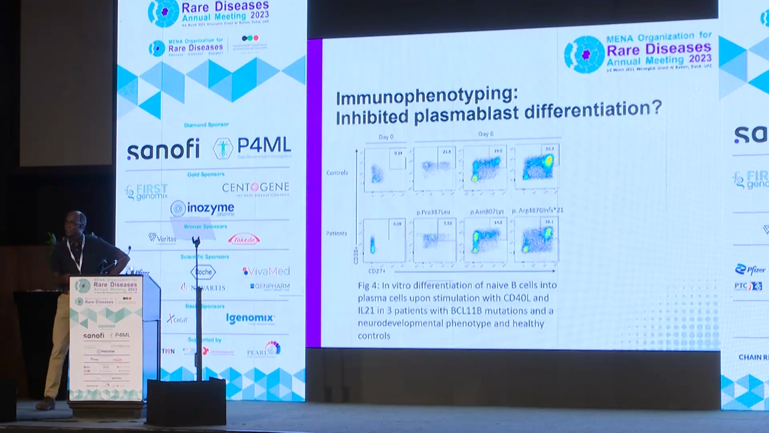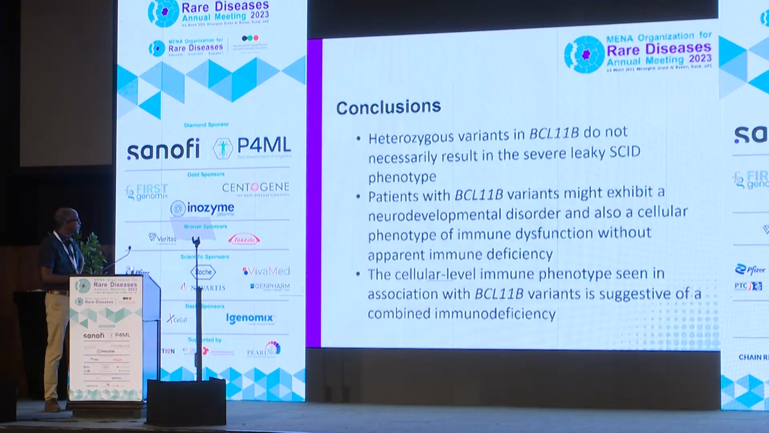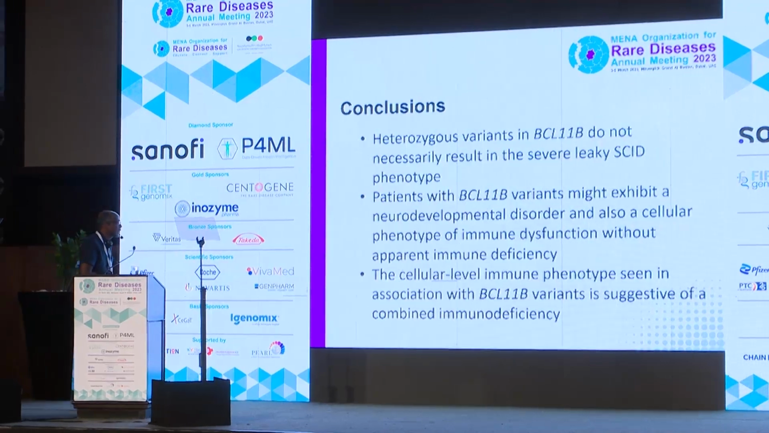When we differentiated these B cells in the lab, sort of plasma cell differentiation, we could also see an obvious deficit of differentiation in the B cell compartment. So our initial conclusion is that the heterozygous variants in BCL11B do not necessarily result in this severe SCID syndrome that was seen at the very beginning in this first patient. And patients might exhibit a neurodevelopmental disorder and also a cellular phenotype of immune dysfunction that is not necessarily an apparent immune deficiency. And the cellular level immune phenotype seen in these patients is suggestive of some sort of combined immunodeficiency.